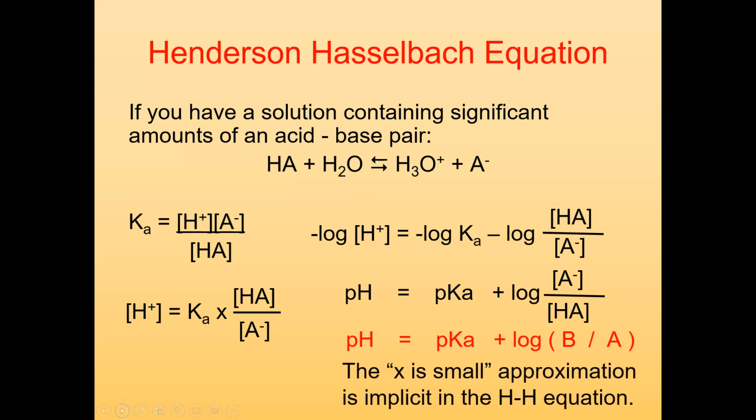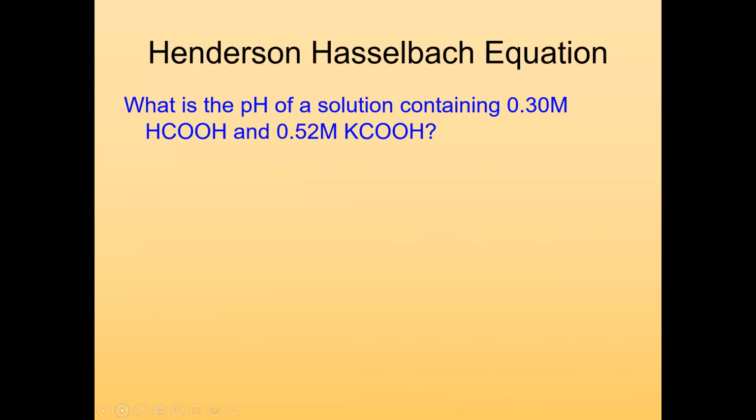And where we can ignore X, the approximation that X is so small is kind of implied in the Henderson-Hasselbalch equation. So this will save us a little bit of time when we have both our acid and our base amount overall. So let's look back at the problem we just had, but we're going to solve it using the Henderson-Hasselbalch equation. We should get about the same pH. It might be off by a decimal point or two, but it should be pretty close.